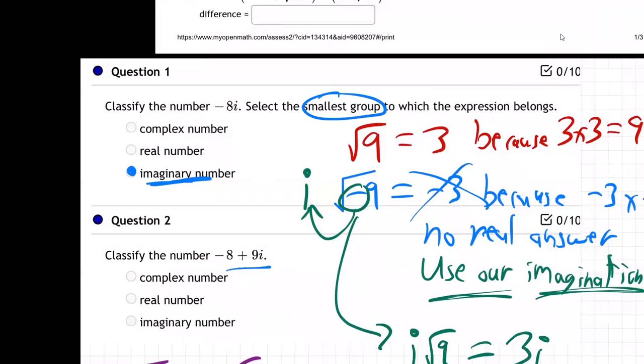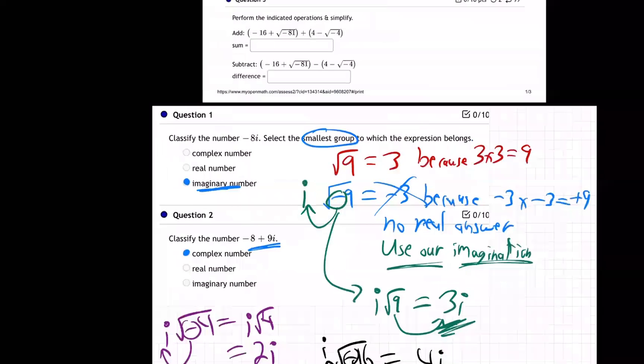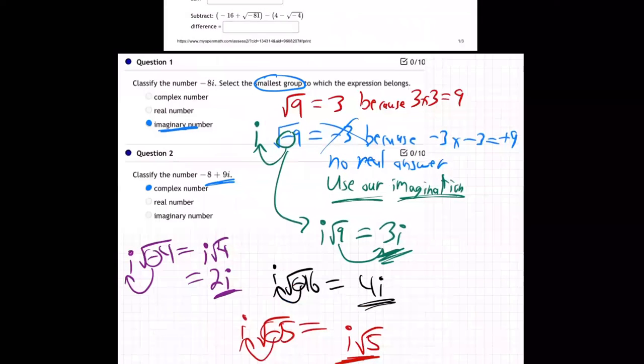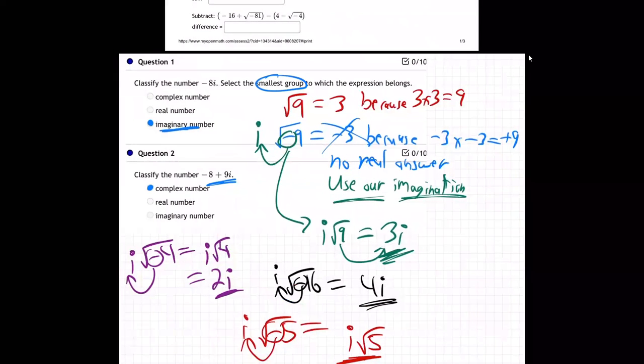How about the next one? -8 plus 9i? That's a complex number, isn't it? It's not purely real. It's not purely imaginary. It's actually both, isn't it? And so there we go. Question on that one? Question on what I've said?